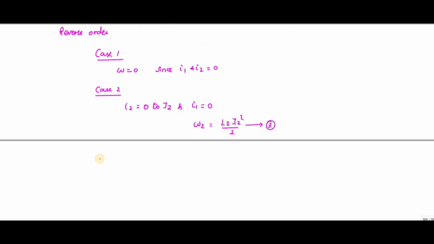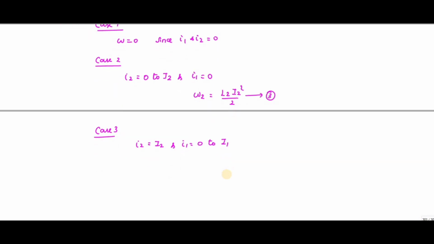So what is case 3? In case 3, I'm going to maintain the I2 value, and I1 is increasing from 0 to capital I1. If that is the case, you know the value of omega 1, right? What is omega 1? Omega 1 becomes L1 I1 square divided by 2 plus M21 I1 I2 plus L2 I2 square divided by 2. So this is your fourth equation.